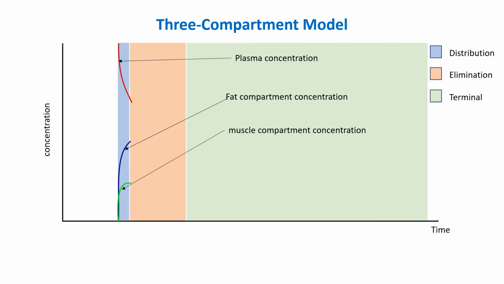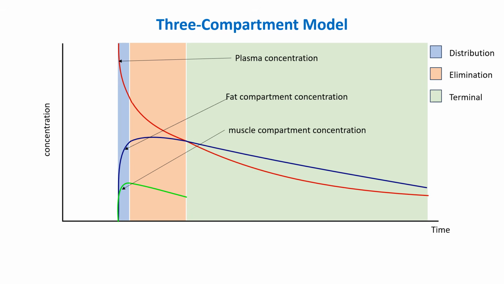Once the distribution phase concludes, the drug enters what is often referred to as elimination phase. During this phase, the drug is cleared from the blood and muscle compartment, but the fat tissue continues to store significant amount of the drug. The elimination phase transitions into terminal phase when the drug concentration in the fat compartment exceeds the concentration in the blood. At this point, the fat tissues begin to release drug back into the bloodstream. This redistribution of drug from the fat compartment slows the overall clearance of drugs from the central and the muscle compartment.